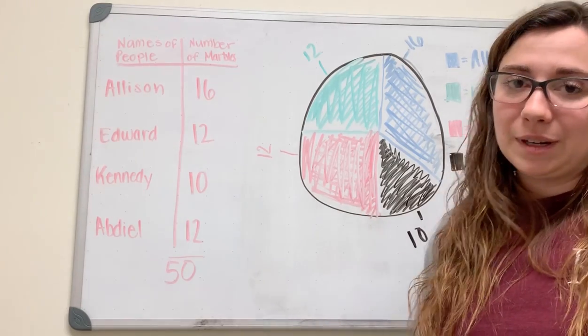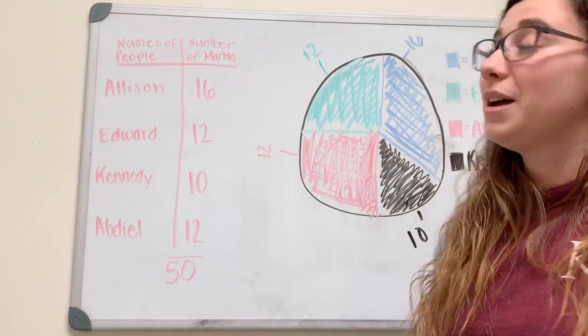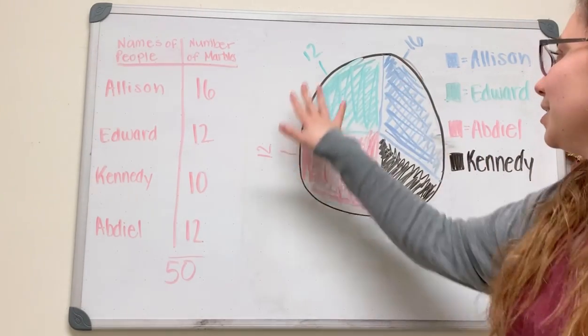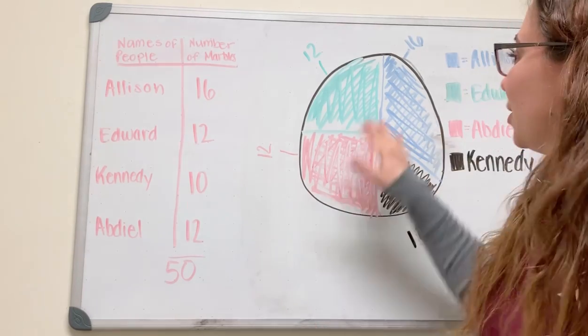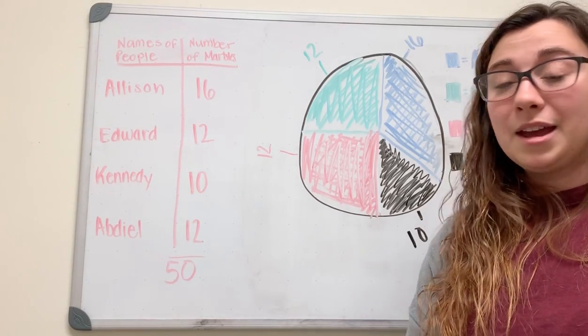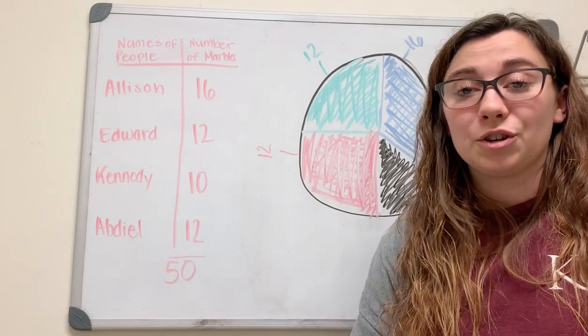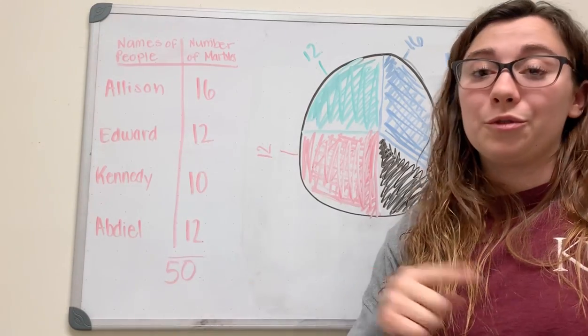Now, as you can see, my circle is not perfect. Your circle does not have to be perfect, but it should be generally round. Should have a pretty good circle. So you can make your circle and then practice making your own pie chart using the example data from before.